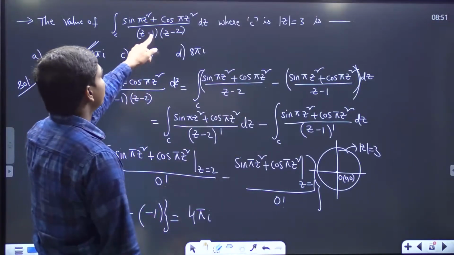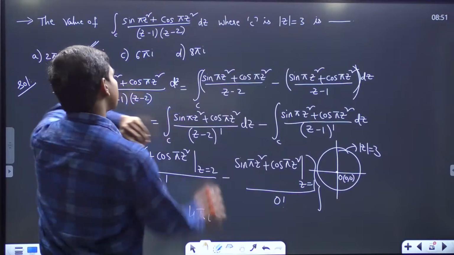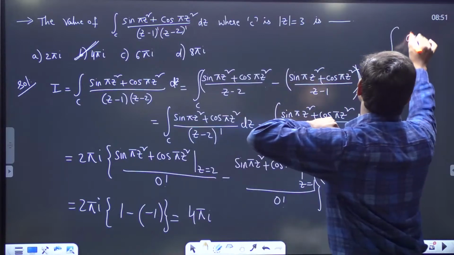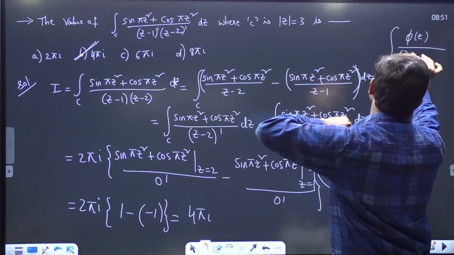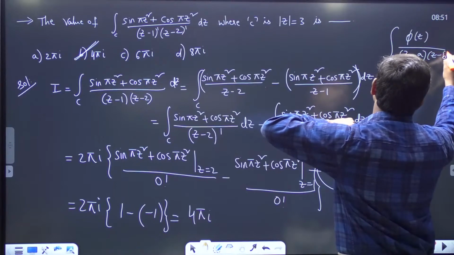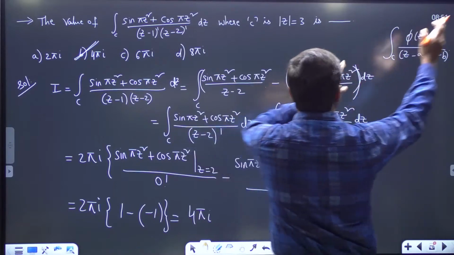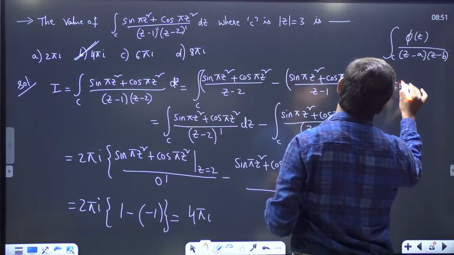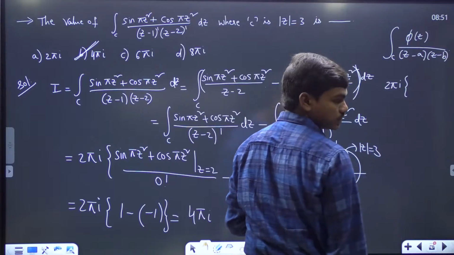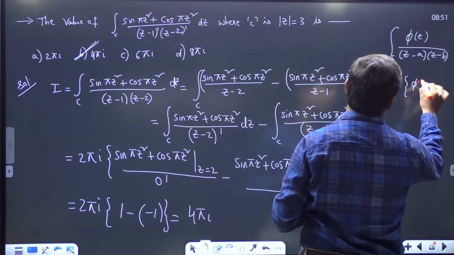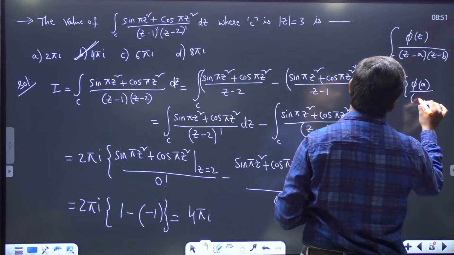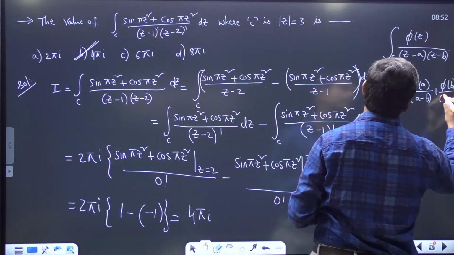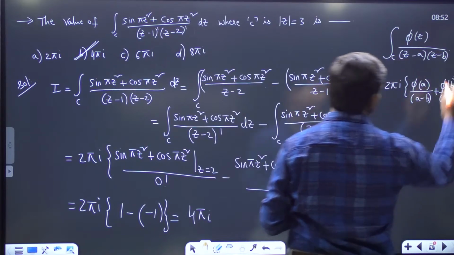See, z minus 1 and z minus 2 terms are here, correct? And if you see, both powers are 1. Means basically, if you have some function of the form phi of z divided by (z minus a) into (z minus b), if you have some integration in this format, look, the answer is 2 pi i into phi of a divided by a minus b plus phi of b divided by b minus a. This is the answer.